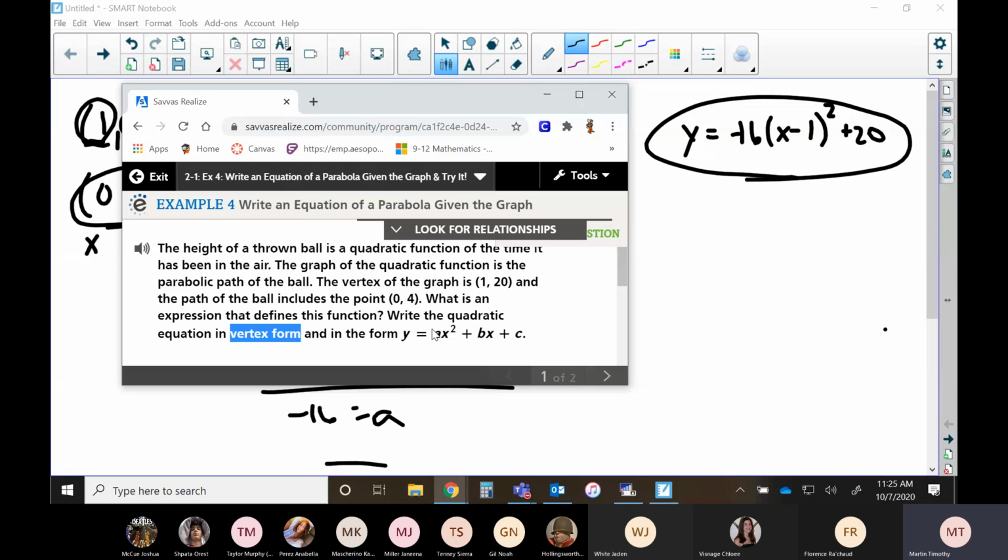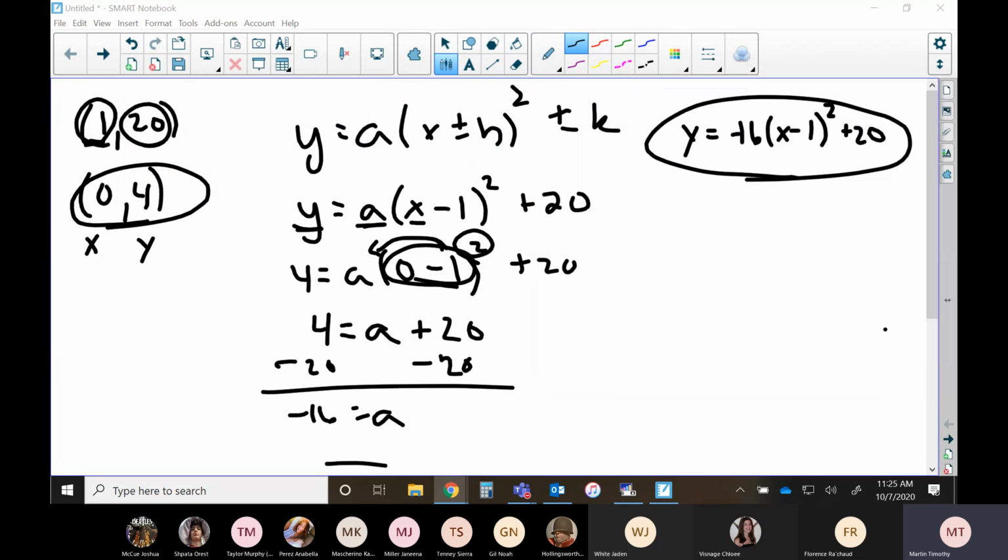The next part of the question says to write it in this form, which we haven't yet talked about, but that is called standard form. That's going to be the next form I'm going to talk to you about. So I'm going to put a pin in this problem real quick, and let's just finish up vertex form. What is vertex form good for? Good for vertex.